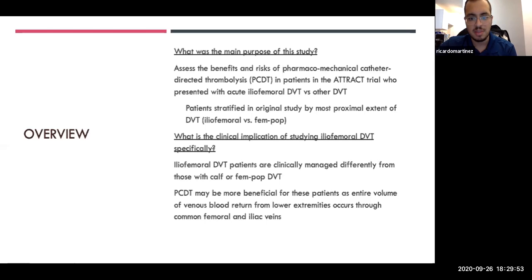And so this is something that they really wanted to consider because these patients may actually benefit from this procedure.